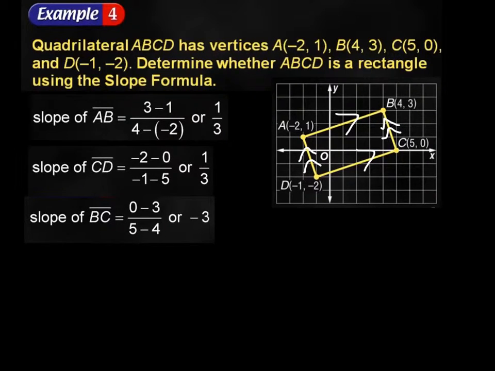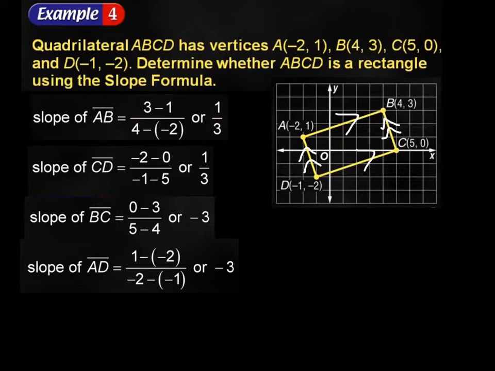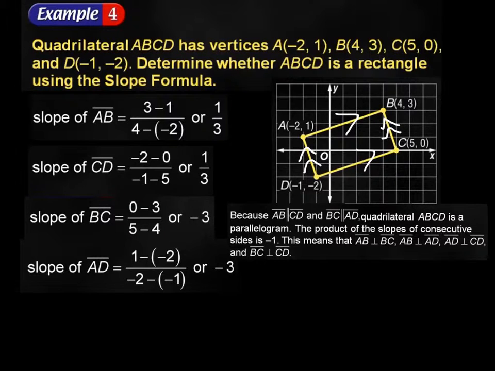The slope of BC is change in y, 0 minus 3, over change in x, 5 minus 4, so negative 3. And the slope of AD is 1 minus negative 2, so 1 plus 2, over negative 2 plus 1, so negative 3. As we hoped, we have opposite sides with the same slope, and consecutive sides are opposite reciprocals. So this would be a big yes. Now we've answered the question the way they worded it, but they could also ask us to use the distance formula. So I'm going to keep going, reworking the problem that way so you have an example both ways.